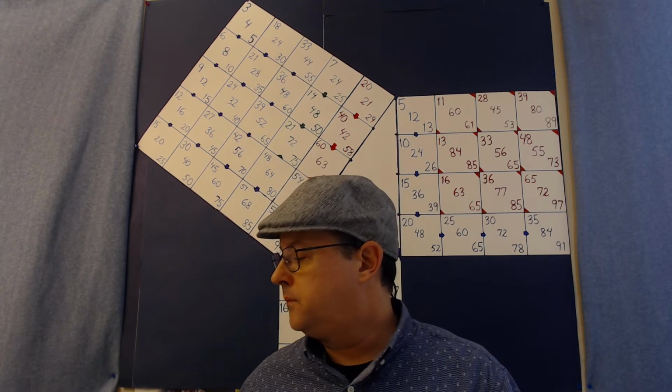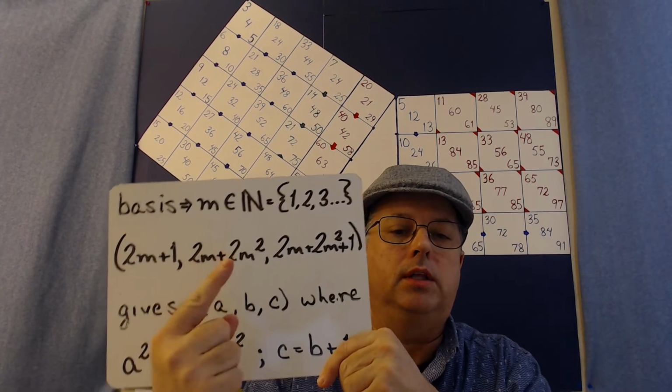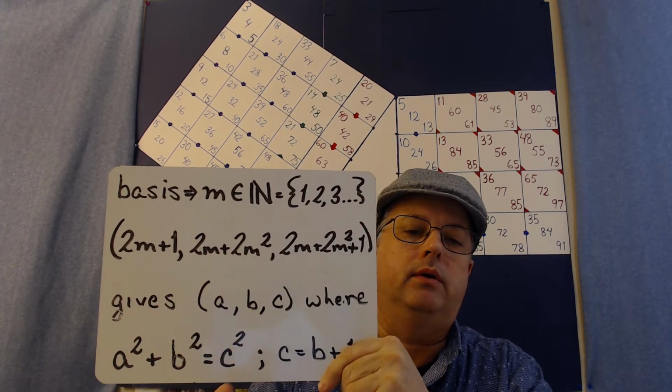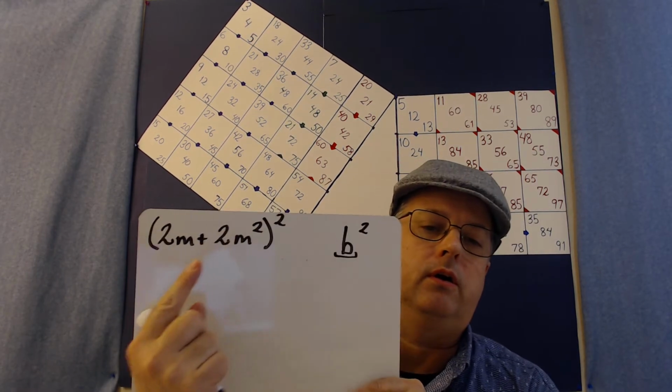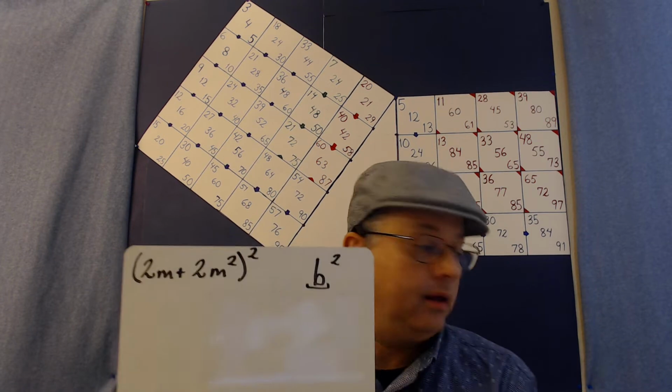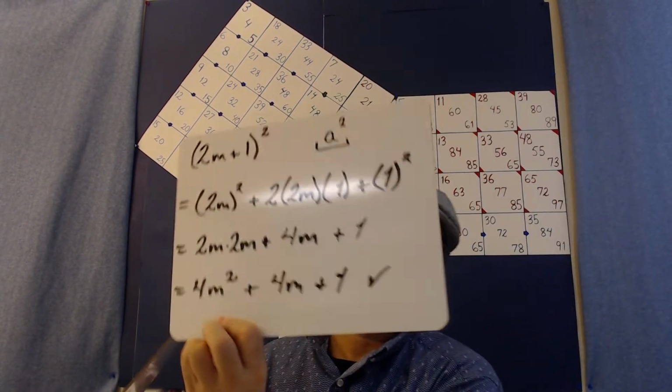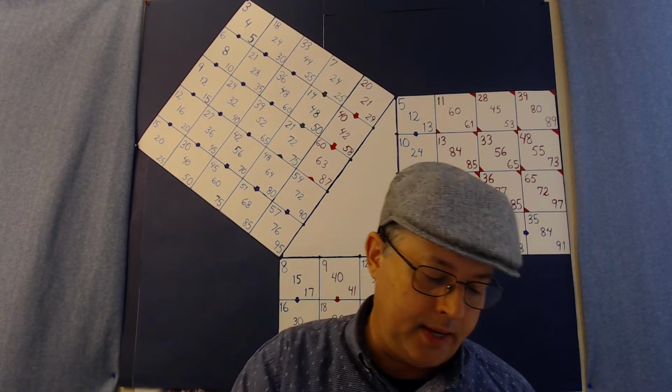Okay, so now we're going to look at the b expression, 2m plus 2m squared, and expand that. All right, so here we go. Check this out. We have 2m plus 2m squared, squared. So this is the b squared. So this is our expression for b. And so we had a squared, and now we have the b squared part. And so let's expand this.